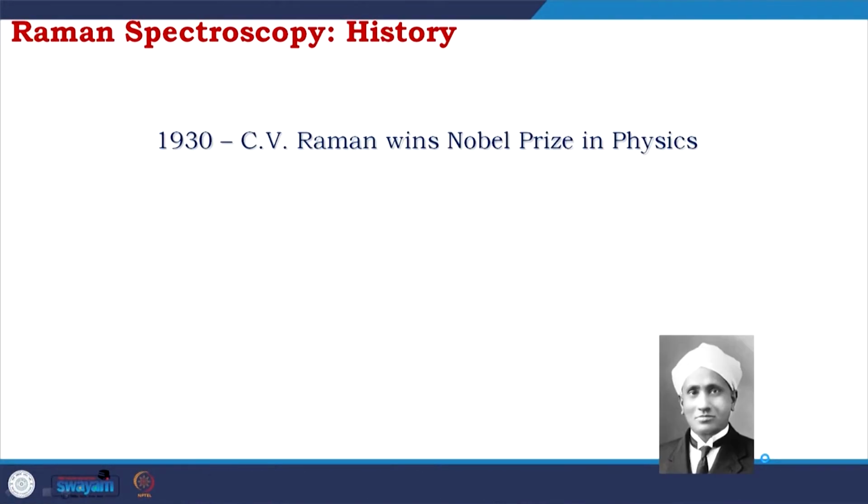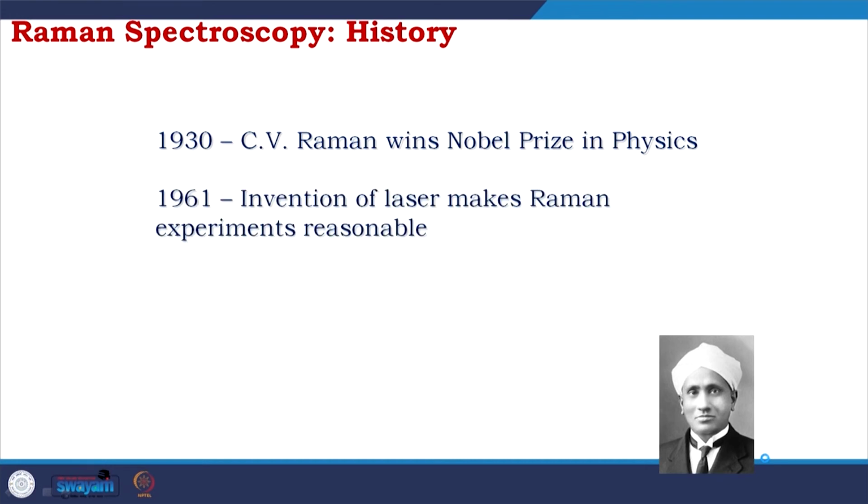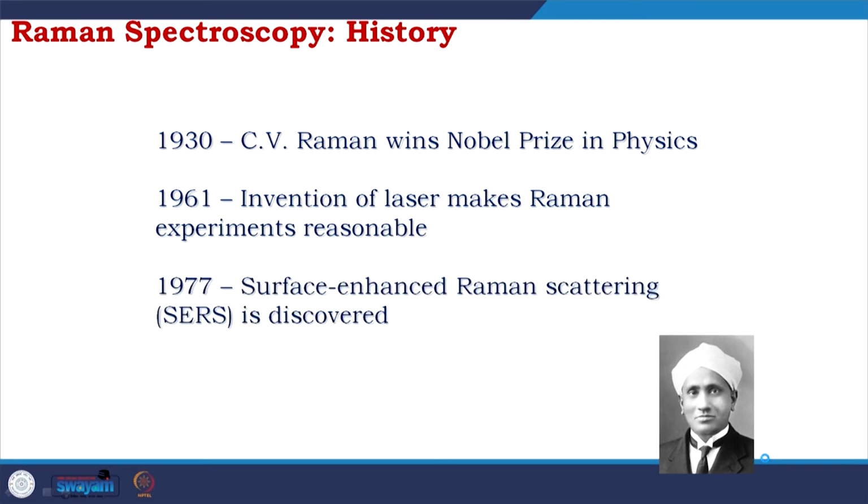Continuing with a little bit of history, in 1930 C.V. Raman wins Nobel Prize in Physics for this contribution. In 1961 invention of laser makes Raman experiments reasonable, which we are going to talk about. In 1977 surface enhanced Raman scattering or SERS is discovered. In 1997 with the increased sensitivity of the instrument, it goes to such a level where single molecule SERS is also possible to study.